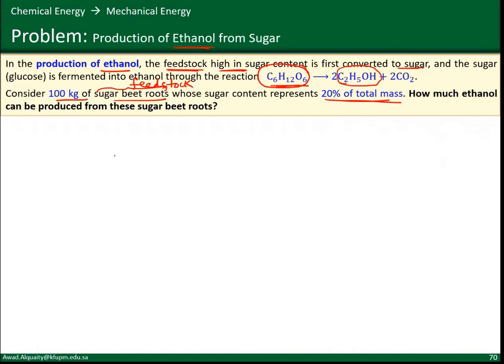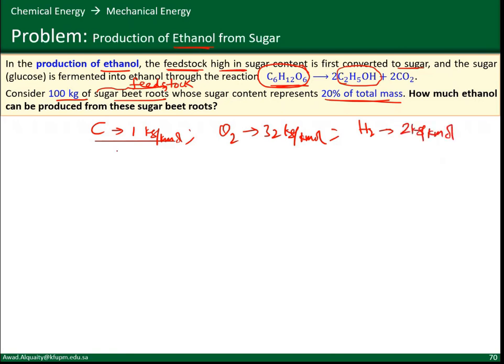So the atomic masses will be provided to you. We'll give you the atomic mass for carbon as 12 kilogram per kilomole. For oxygen, either oxygen atom or oxygen molecule, for oxygen molecule it is 32 kilogram per kilomole. And then for hydrogen, the hydrogen atom will be 1 kilogram per kilomole, or hydrogen molecule H2 will be 2 kilogram per kilomole. So this information will be given. You don't have to remember this.